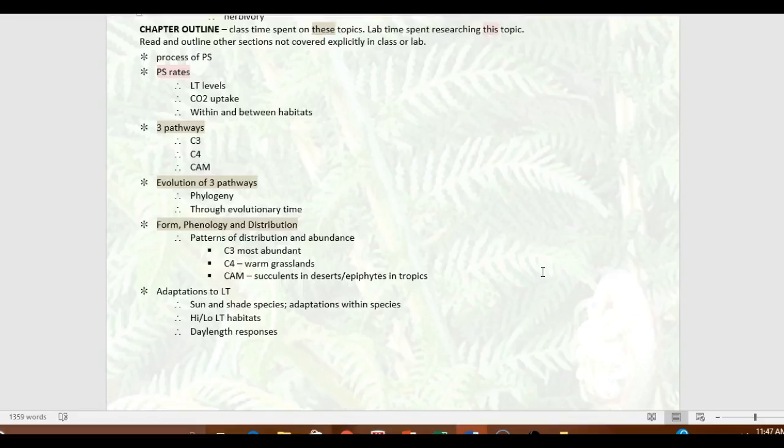Okay, so high-low light habitats, and the last one on our list there is day length responses. This one's really important when you think about phenology. Again, that timing thing that I talked about, phenology.